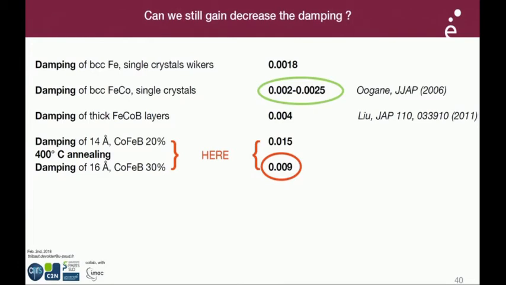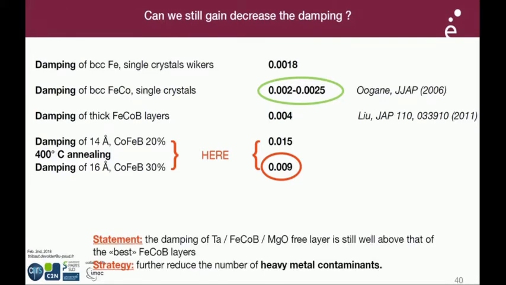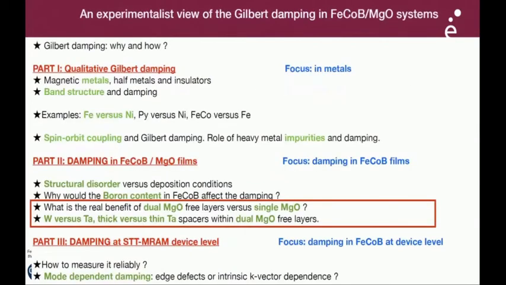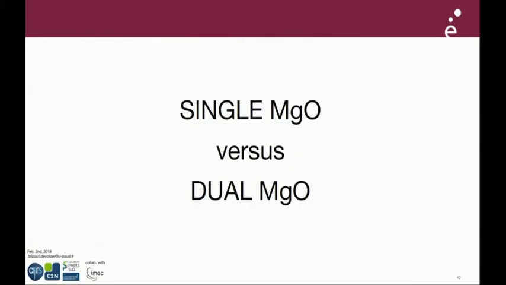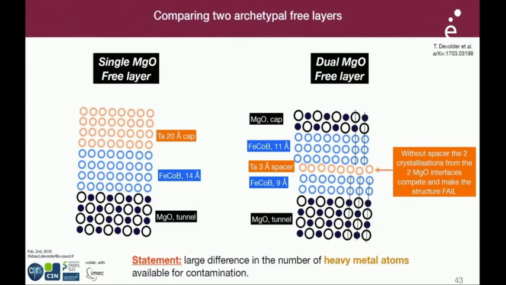Unfortunately, this is still much above what could be obtained on pure iron or pure iron cobalt crystals in a single crystal state. Okay. So we are in a situation where most probably there are still heavy metal dopants in the system. And so assuming that the problem is that we still have some tantalum atoms interdiffused in the structure, we'll try to reduce the number of potential heavy metal contaminants in the system. And for this, we will compare dual MgO and single MgO systems. So we will compare samples that are essentially like that.